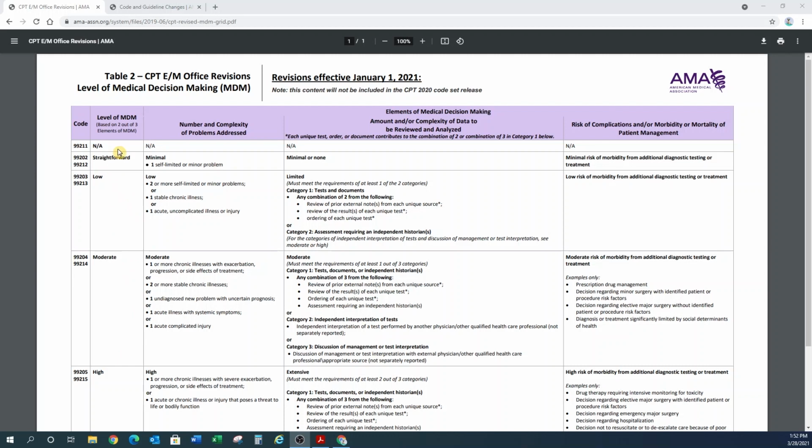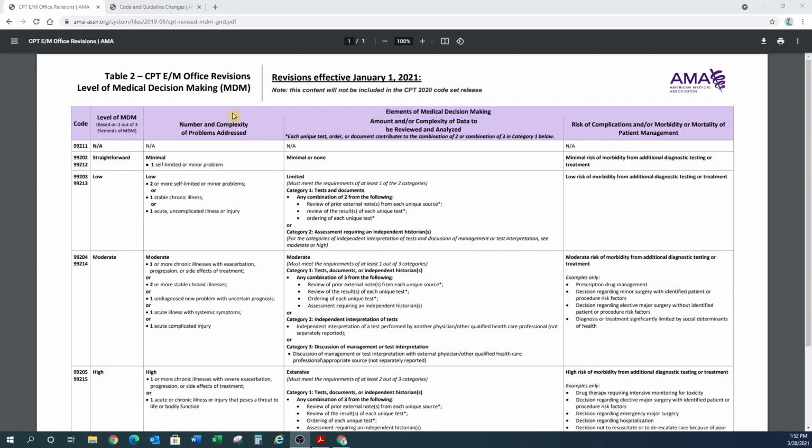It has NA or not applicable for the 99211 because that's more of a nurse's visit. So you'll see all the way across, that's all not applicable. We can just ignore that 99211 for the purposes of leveling the visits on the table.